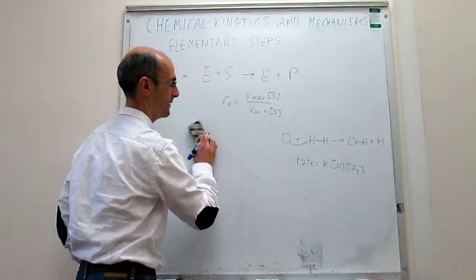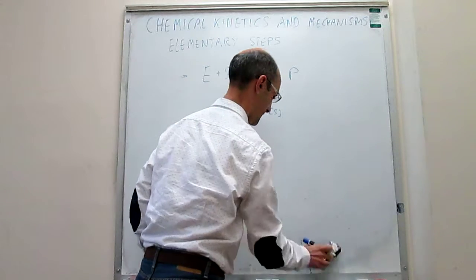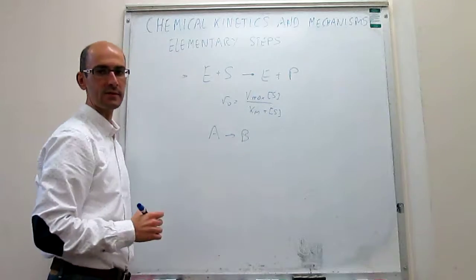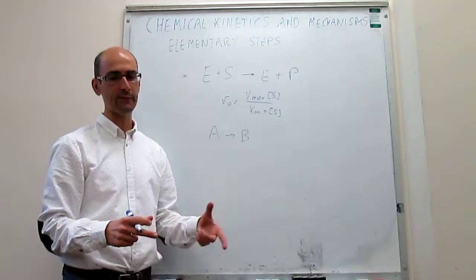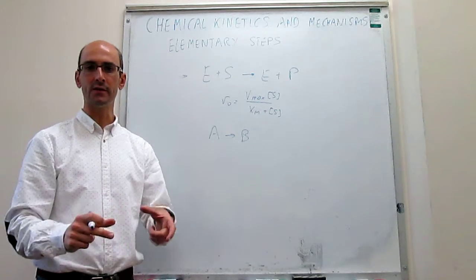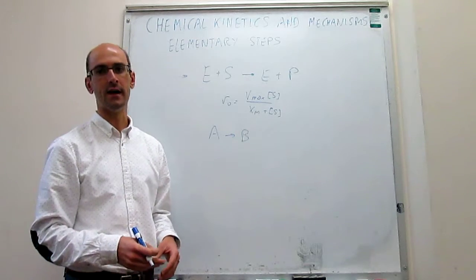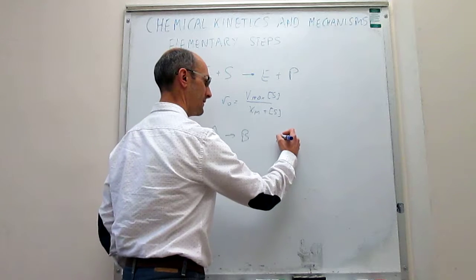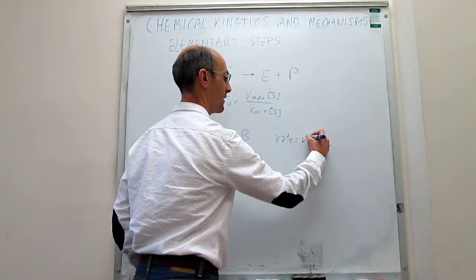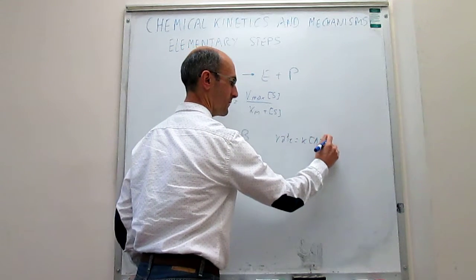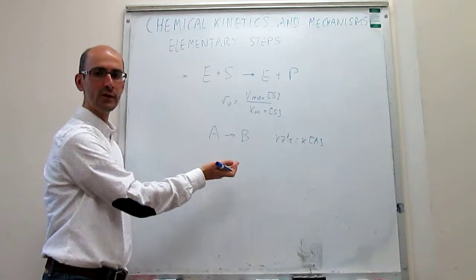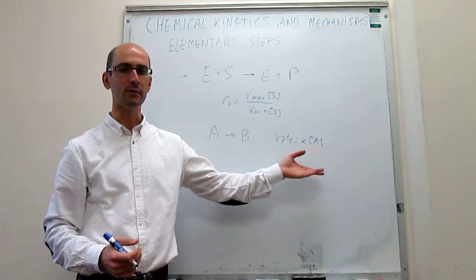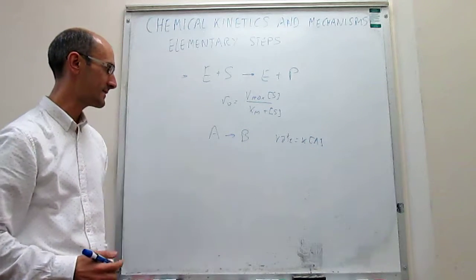For example, let's assume here a reaction in which you simply have A turning into B. And this is just an elementary step, for example, a cis-trans isomerization, as it happens in retinol through the process of vision. Then the rate is simply equal to k times the concentration of A to the power of 1. That's a unimolecular elementary step, and the reaction happens to be first order for that step.